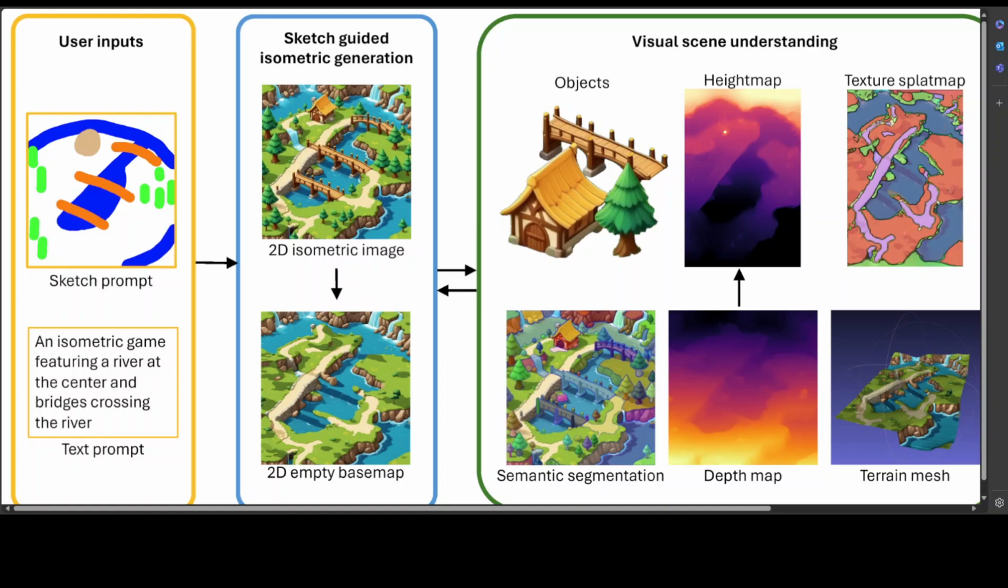Now, in this diagram, what is happening is that the input user sketch and text prompts are fed into their pre-trained ControlNet that generates a 2D isometric reference image. Their scene understanding module then extracts the foreground object mask. The masks are fed to a pre-trained inpainting model which generates the isometric empty base map, which is the background terrain with no objects. And the scene understanding module also computes the height map, texture splat map, and object instance pose. Finally, a procedural 3D scene generation module is employed to generate and render the 3D game scene. And this is end-to-end, all happening in this one.